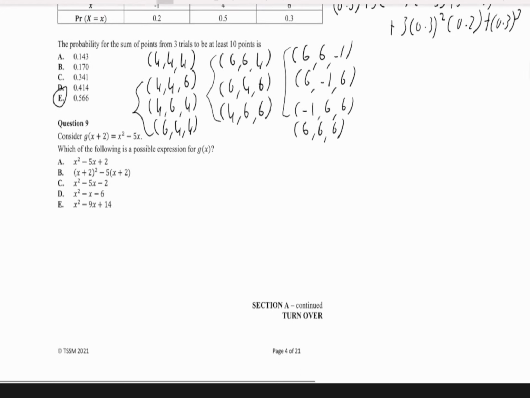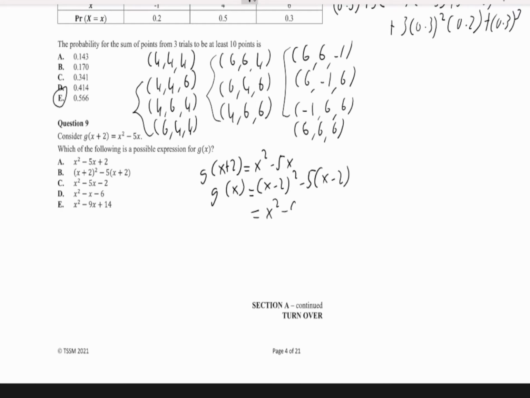Question 9. g of x plus 2 is x squared minus 5x, which means g of x equals (x minus 2) squared minus 5(x minus 2), which simplifies to x squared minus 9x plus 14, which is option E.